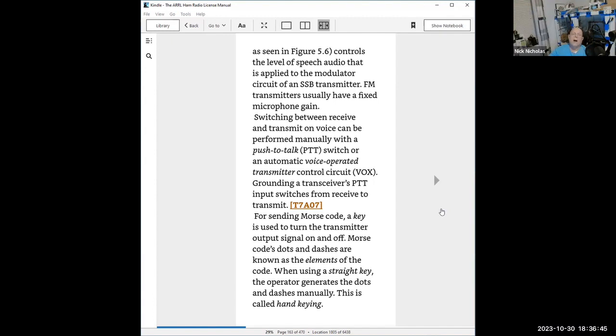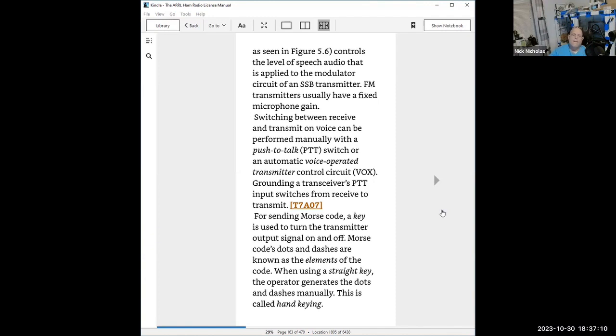A type of push to talk which is automated in some radios is VOX, which is voice activated transmit. I don't know how they make transmit out of X, but trust me, it's right. VOX circuits will automatically do the push to talk for you when you start talking at a sufficient level for whatever they're set for.